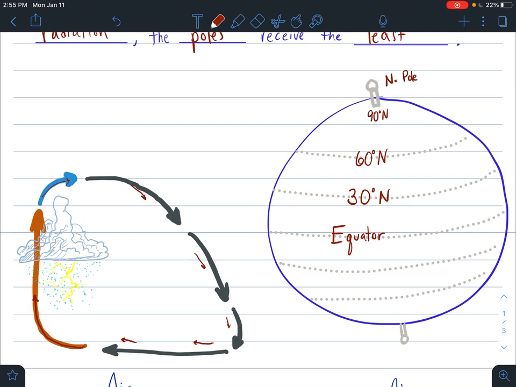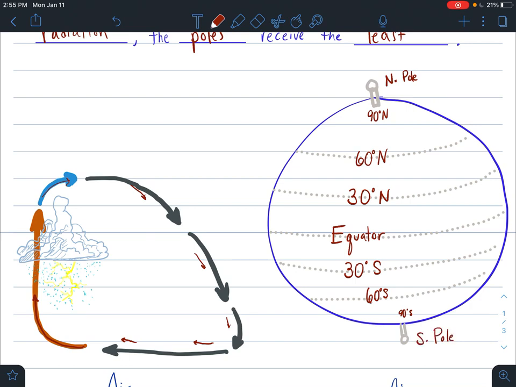Well, the way the latitude works is that it's the same in the south, except for instead of north, it would be south. So the line directly below the equator would be 30 degrees south, and then 60 degrees south, and then the pole is 90 degrees south, or our south pole.